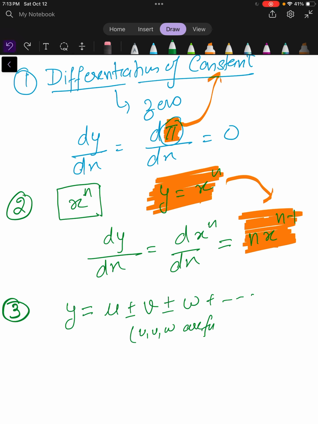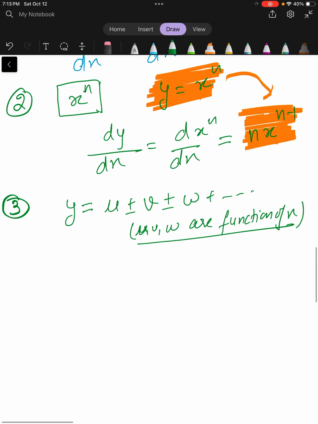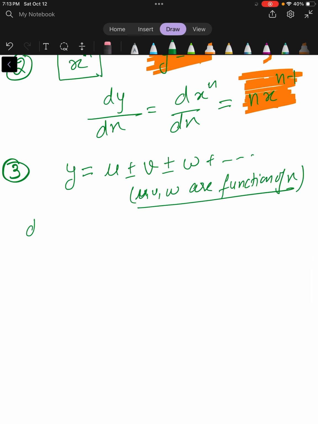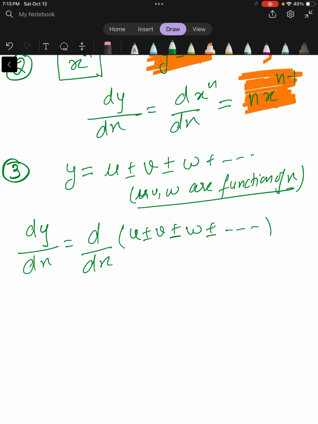What we said here is that u, v and w are functions of x. This is the important point that I want to highlight over here. Now we want to find the differentiation of these functions. So how will we do it? We will do dy upon dx, so here d upon dx of u plus minus v plus minus w plus minus up to the number.